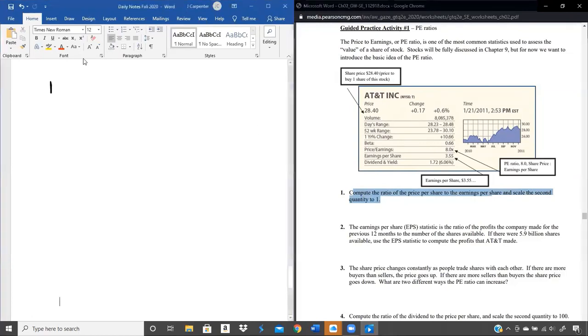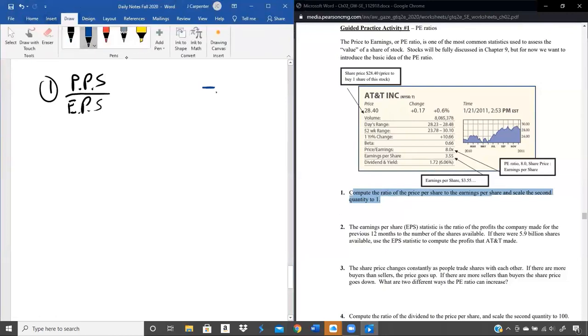So for number 1, we're doing the price per share to the earnings per share. That's how we're setting our fractions up. It's going to be price per share over earnings per share. But we're not just going fraction over fraction, because they say to scale this. To scale means to set up a proportion. So what we'll do is we set a fraction equal to a fraction, where the left one will have the numbers from the table, the price per share and the earnings per share.